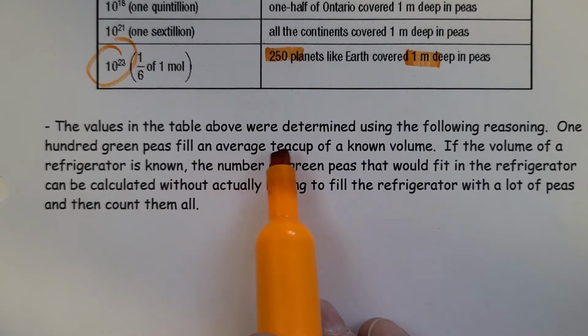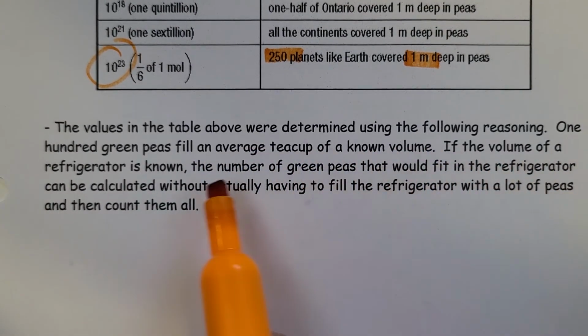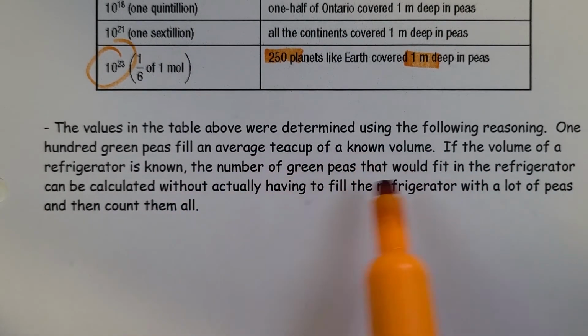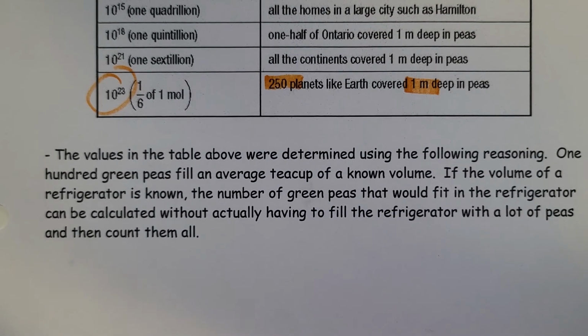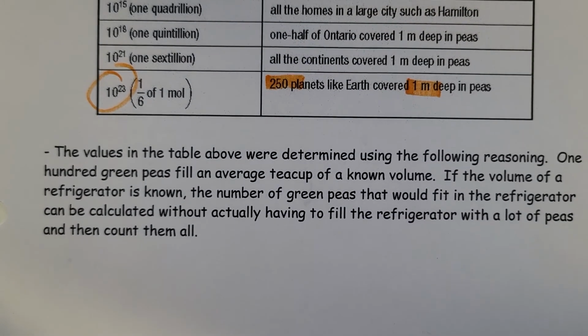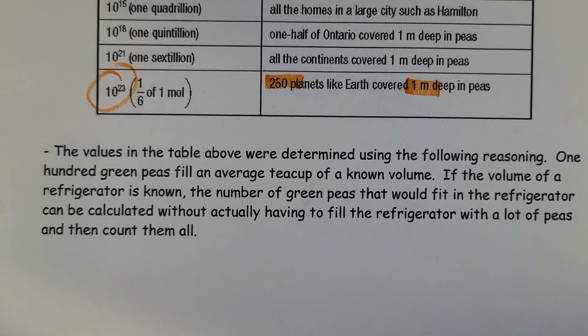So the values in the table above are determined using the following reasoning. 100 peas fit into a teacup of known volume. If the volume of a refrigerator is known, then the number of green peas that would fit in there could be calculated by division. All right, so you should be able to do the assignment now, and that serves as the introduction.